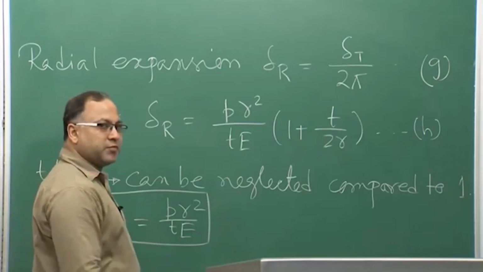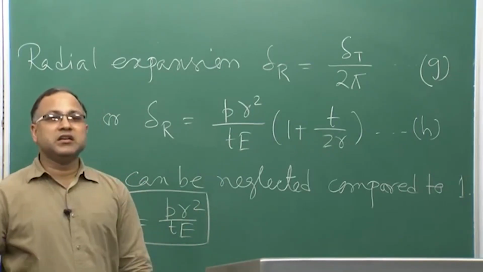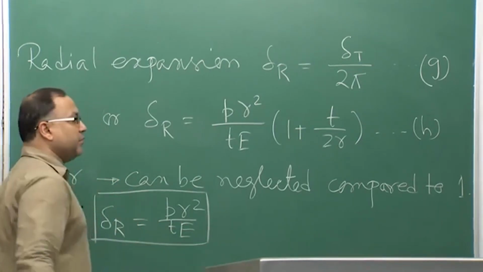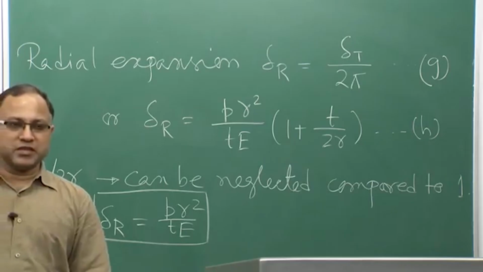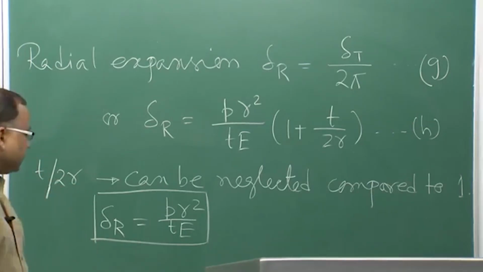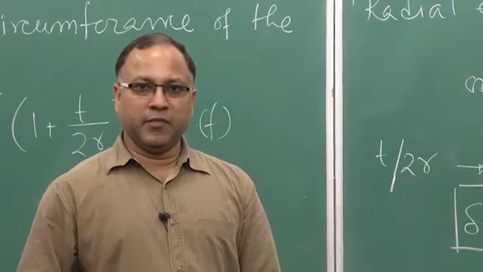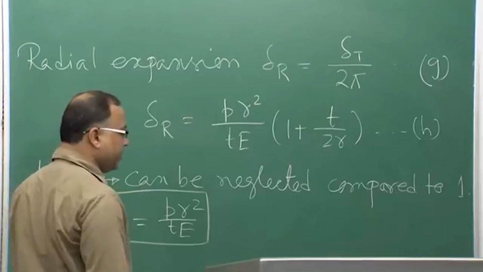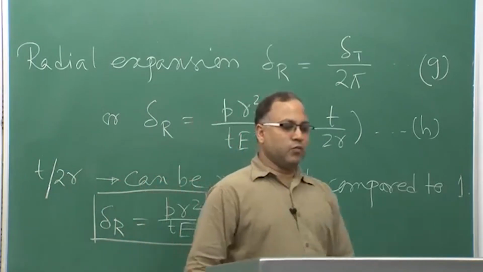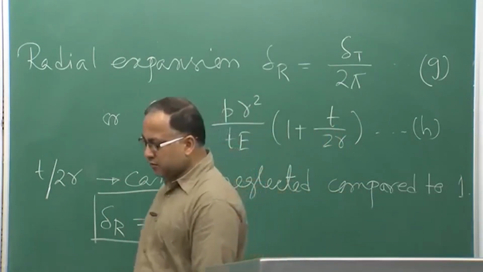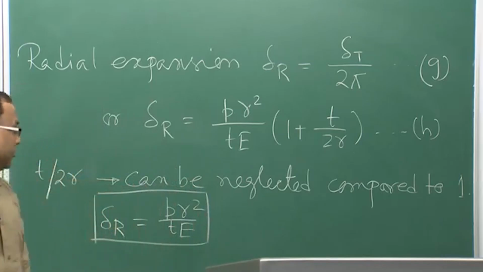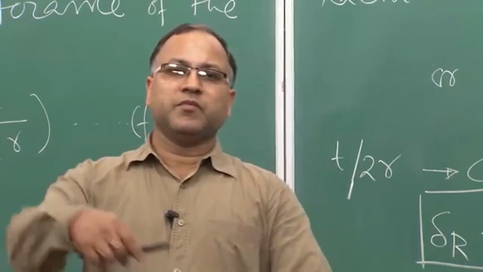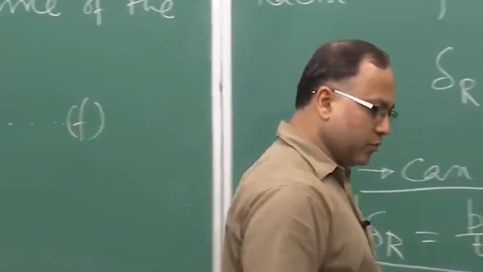So, if you know how much pressure is acting, the initial radius of the hoop, the thickness of the wall, and the material property E, which is the modulus of elasticity, you can find out delta r. Now, one thing you can see from this: B, the width of the hoop, is not participating here in finding the radial expansion. So, radial expansion is independent of the width of the hoop, B.